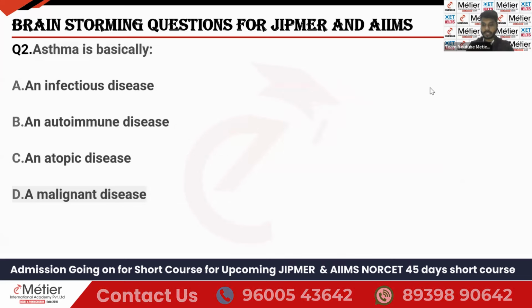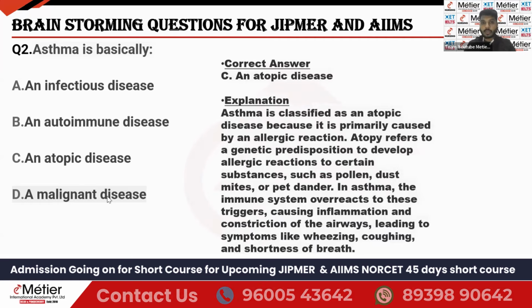Next question. Asthma is basically, the question is asking what type of disease is asthma. Option A, an infectious disease; an autoimmune disease; an atopic disease; a malignant disease. It looks like a simple question, but it is a little tricky. Think and answer. It's not an infectious disease, right? It is not an autoimmune disease. It is not a malignant disease. It is an atopic disease.